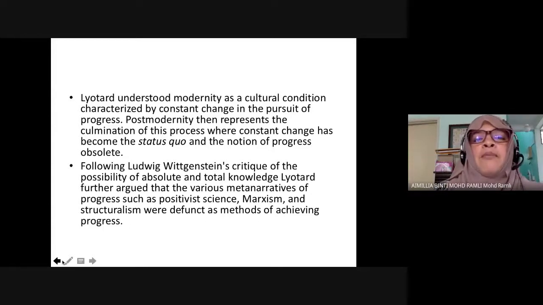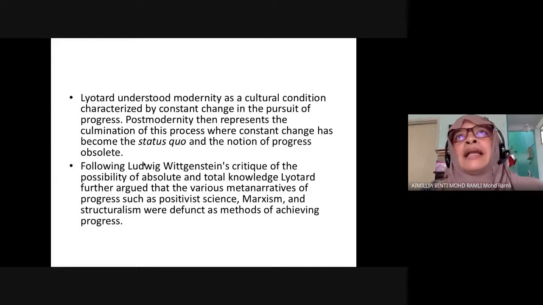Postmodernity, which came after modernity, represents the culmination of this process where constant change has become the status quo and the notion of progress obsolete. Okay, so the idea of progress itself becomes a bit useless because change happened so much in our postmodern period that the idea of progress is somewhat questionable again.